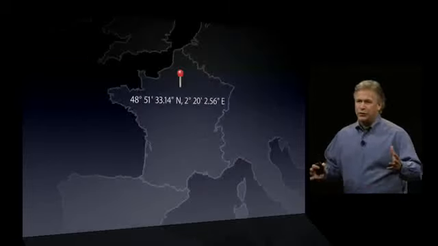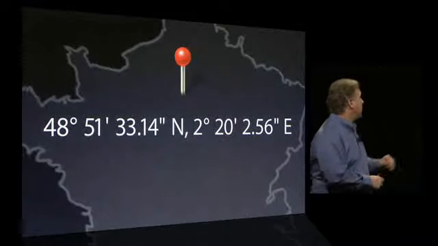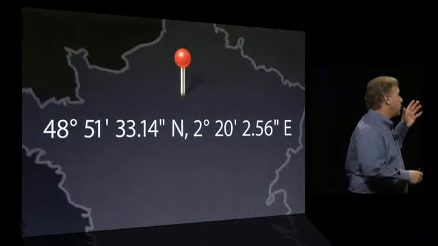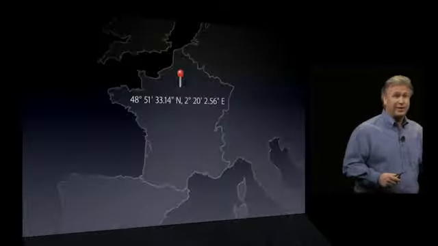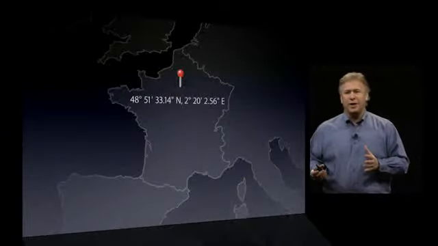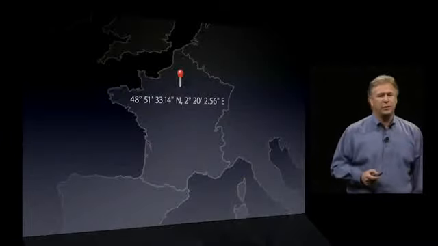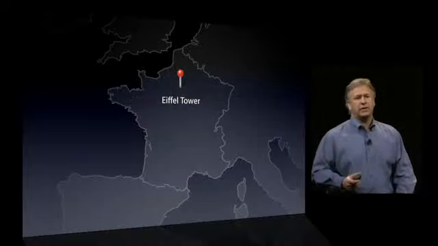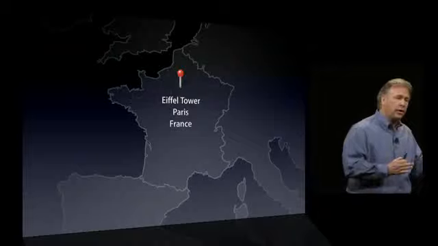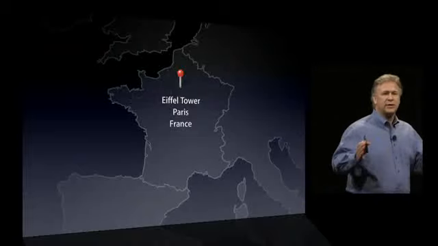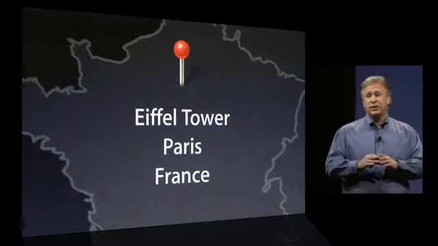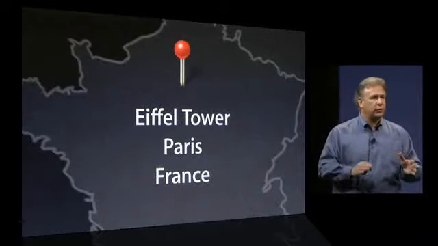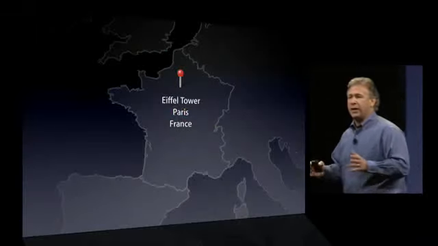Now, it's not that useful to know that I took this photo at 48 degrees, 51 minutes, 33.14 seconds north. So the other thing iPhoto does, it reverse encodes that geotag, and it figures out, well, that's actually at the Eiffel Tower. In fact, it figures out more about it. It's the Eiffel Tower, and that's the city in Paris, and that's in the country of France. And you have access to all that information to use to search your photos or organize them any way you'd like.